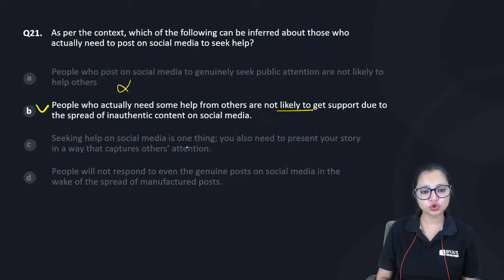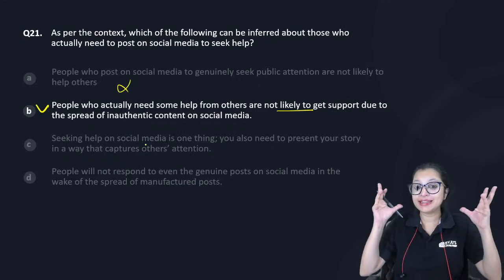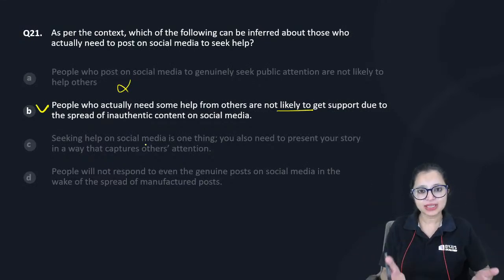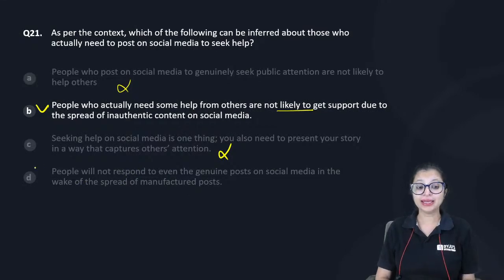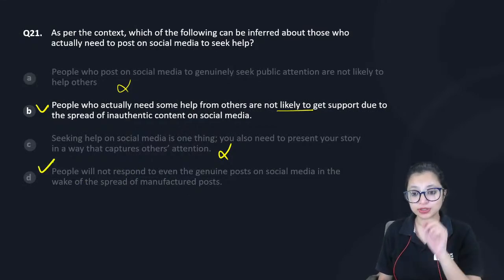C says seeking help on social media is one thing. You also need to present your story to captivate others. Sushant Singh Rajput, for example, would not have thought about how my story can be fancy because I need help. Why will somebody who needs help make the story fancy? Absolutely wrong. D says people will not respond to even the genuine post on social media in the wake of spread of manufactured posts. Why is D wrong? D is a close option. See?